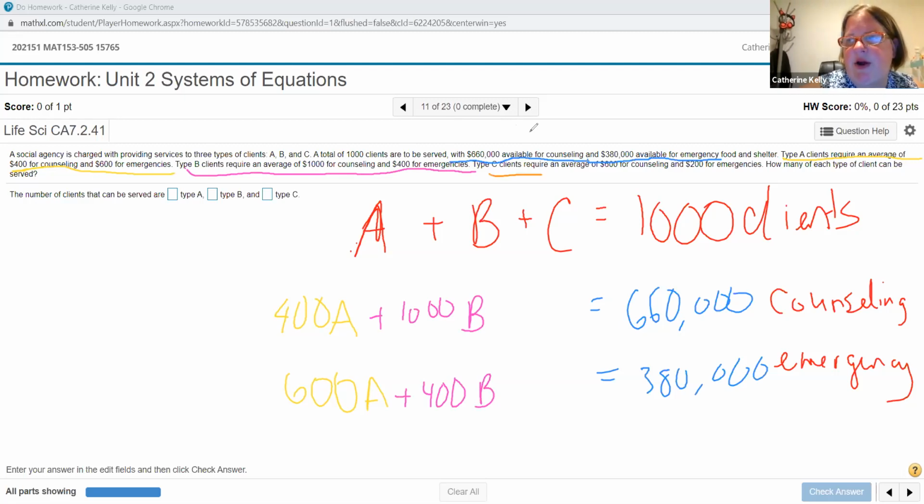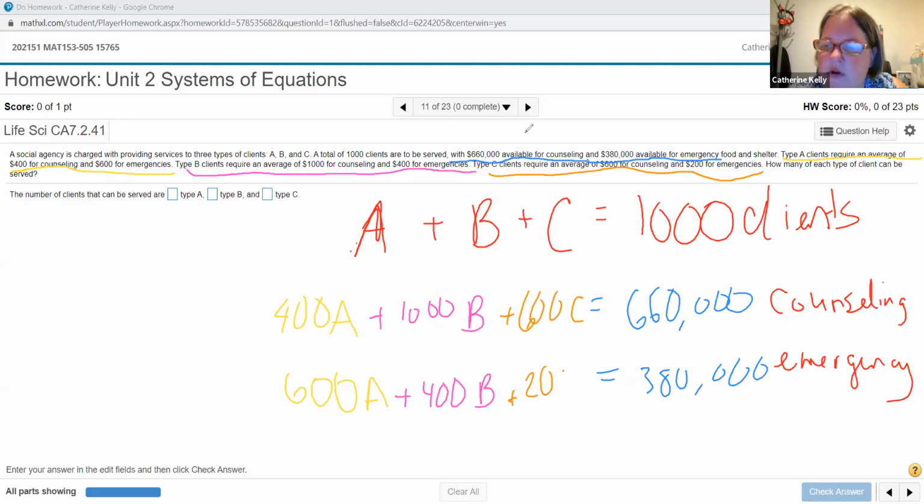And then it says type C require an average of 600 for counseling and 200 for emergencies. So I have 600 counseling and 200 emergencies. Oops, C. This is also a C. It's in the emergency category. And there you have your matrices. You have your 3 equations and 3 types.